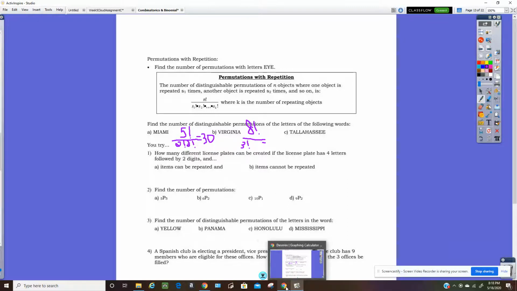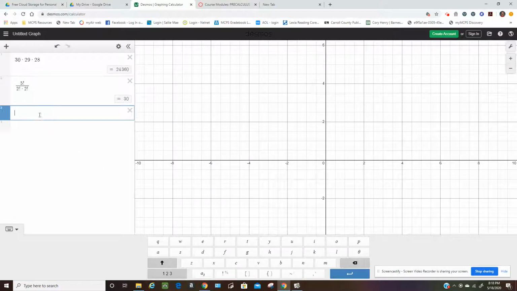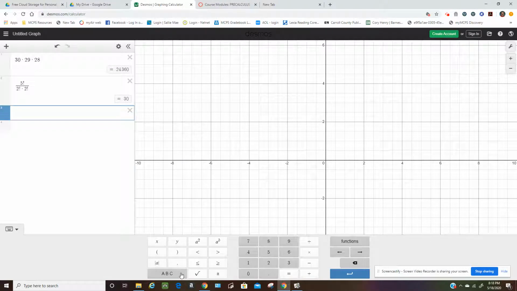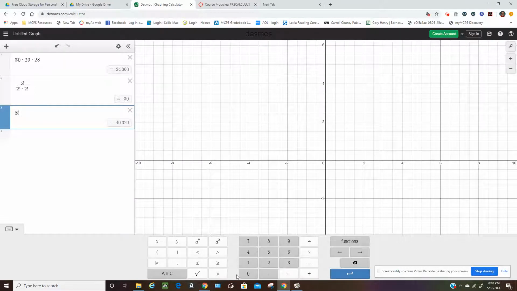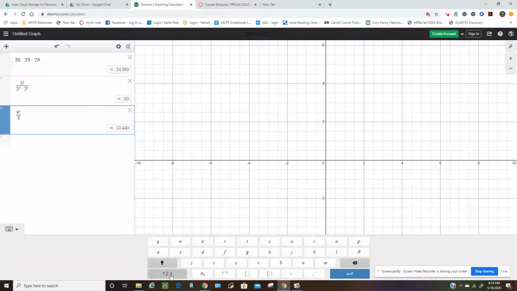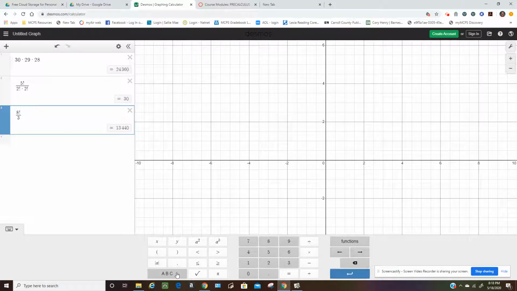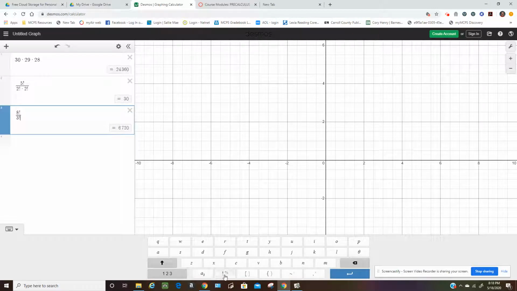Or just putting it on the calculator: 8 factorial, and then divide by 3 factorial, is 6,720.